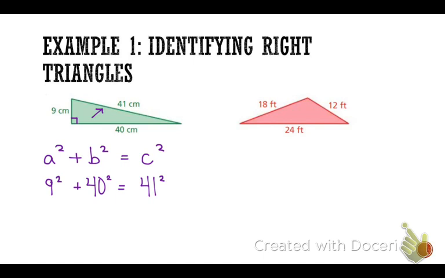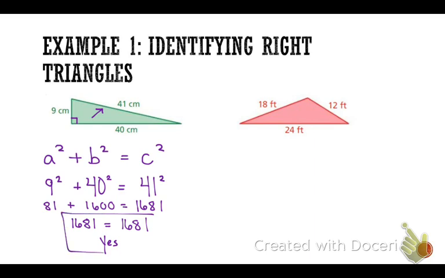So now I can add these together. 9 squared plus 40 squared is 81 plus 1600, which is going to be 1681. So what the converse of the Pythagorean theorem says is if 41 squared is 1681, then this is in fact a right triangle. So let's test it. What's 41 times 41? 1681 again. So because 1681 equals 1681, I say yes. It is a right triangle because they both equal.